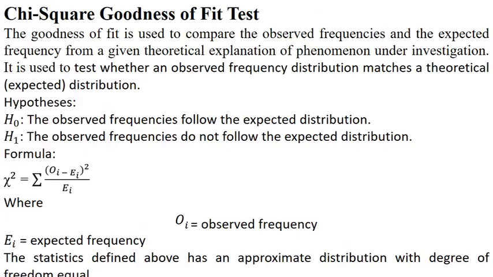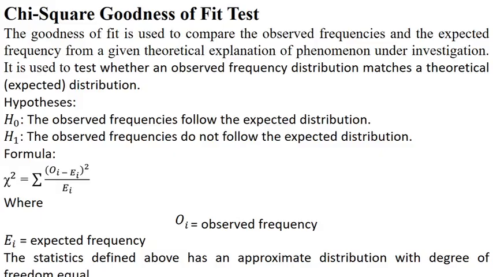Now, the second one is chi-square goodness of fit. The chi-square goodness of fit is used to compare the observed frequency and the expected frequency from a given theoretical explanation or phenomenon under investigation. We use it to test whether an observed frequency distribution matches a theoretical distribution.